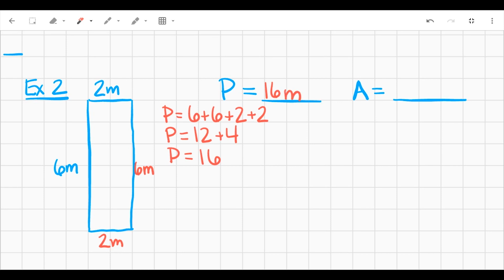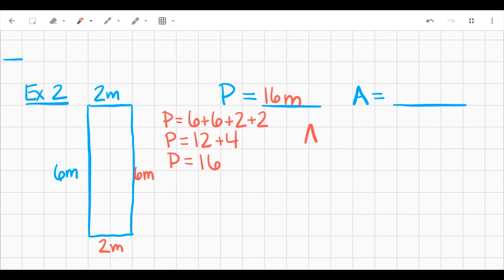To find the area, we know it's length times width. So for area, we're going to have 6 times 2. And that is going to be area of 12. And we call that 12 square meters.